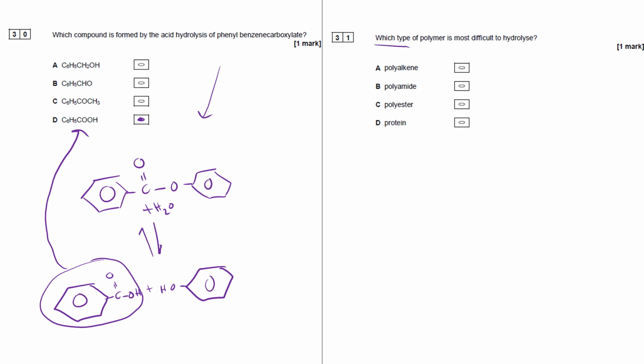Which type of polymer is most difficult to hydrolyze? So you can hydrolyze any of these because they have polar CO bonds, CONH bonds, whereas a polyalkene is often inert, it has non-polar bonds. Difficult to hydrolyze, it's non-biodegradable. So A is the correct answer for 31.